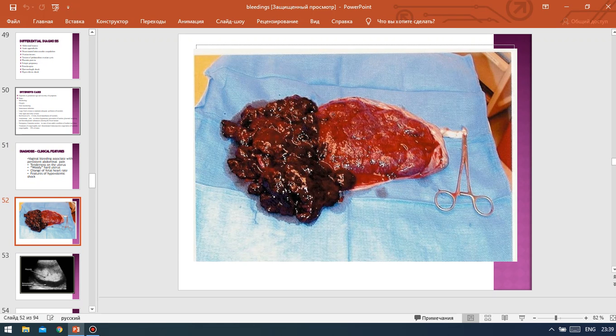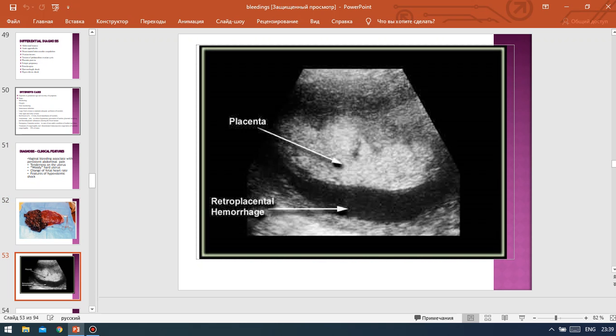In this picture, we see a big hematoma behind the placenta, a very big hematoma. This pregnant woman lost so much blood. In this picture, we see full abruption of the placenta and retroplacental hemorrhage.